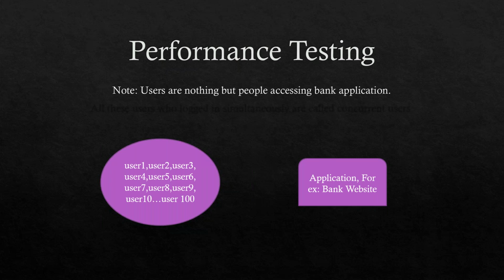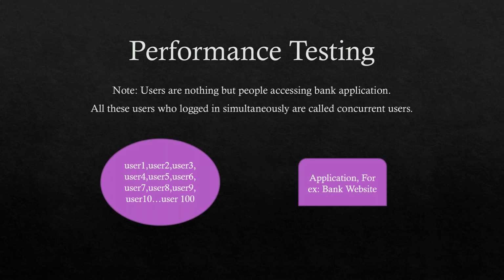So from the performance testing tool perspective, these are virtual users. But if you consider the real banking application, these users are nothing but the people who are accessing the bank application. Now, all these users who logged in simultaneously are called concurrent users in performance testing terminology. So going forward, we'll be using this term, concurrent users, because we use these terminologies regularly in our projects, during NFR, non-functional requirements gathering, and in other phases as well.